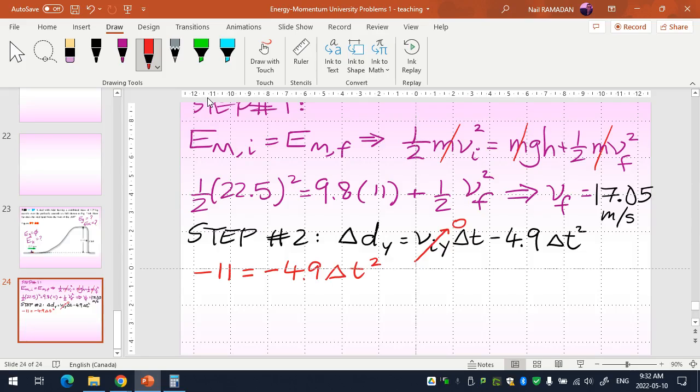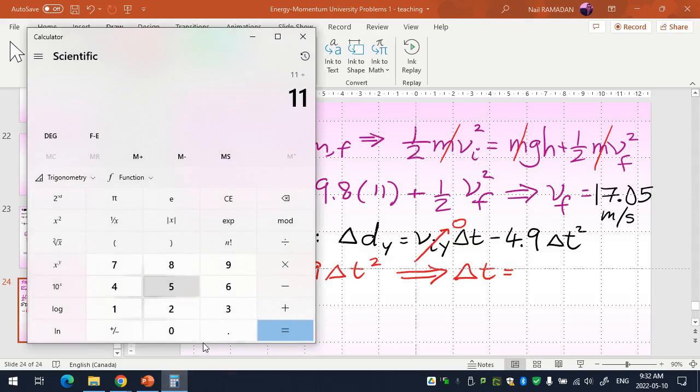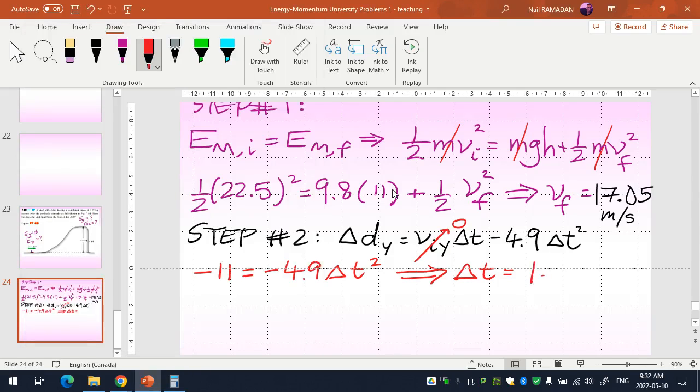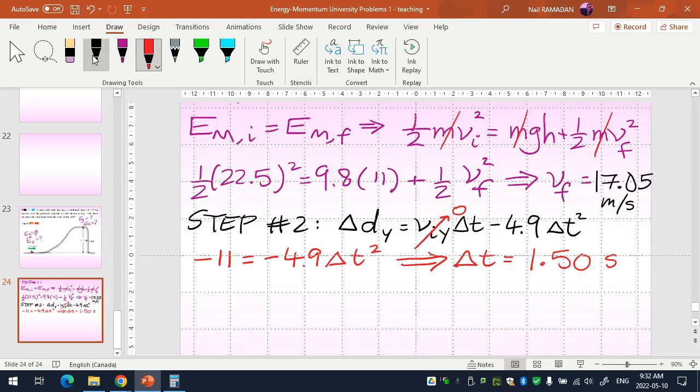Nice. So what's my delta t for flying? Well, let's divide and square root. The good news is negative will cancel the negative. So 11 divided by 4.9, and then you square root. It will land after almost 1.5 seconds, so rounding up, 1.50 seconds. Now what equation do I use? The delta dy is done. Delta dx is the last thing you need.